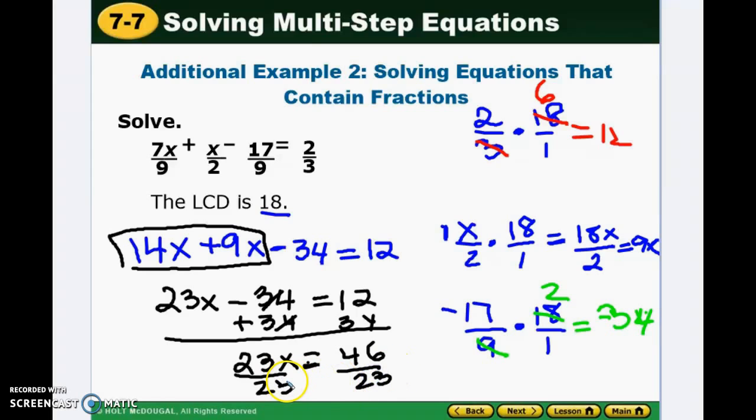Okay, I do not know what's going on here with my 3's. And then we get x here is 2. And that's it. So first thing we did here was we got rid of the fractions by multiplying the whole thing by 18, which is the LCD. And then the next thing we did was combine any like terms that we had. In that case, that was 14x and 9x. And then this became an easy two-step equation. All right, not that bad, right? Okay, let's do a couple more.